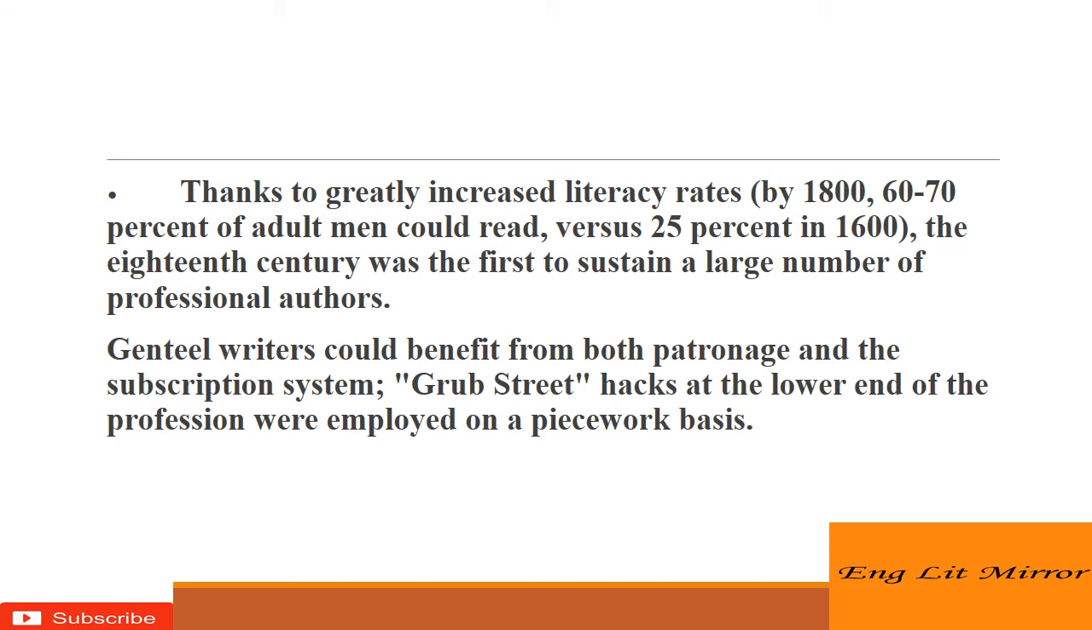Thanks to greatly increased literacy rates, by 1800, 60 to 70% of adult men could read, versus 25% in 1600. The 18th century was the first to sustain a large number of professional authors. Genteel writers could benefit from both patronage and the subscription system. Grub Street hacks at the lower end of the profession were employed on a piecework basis.